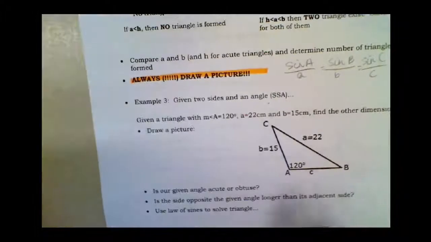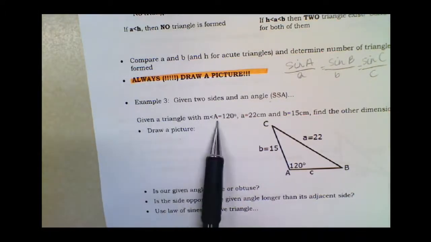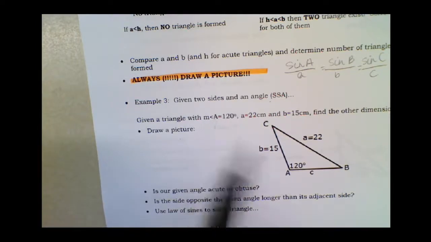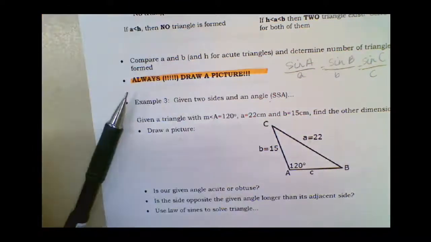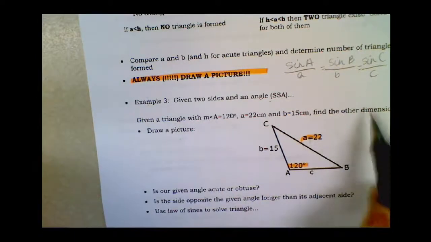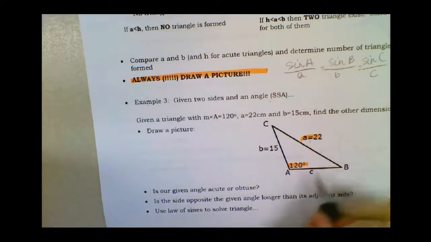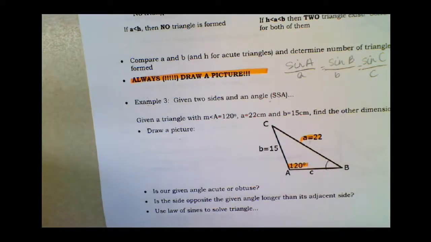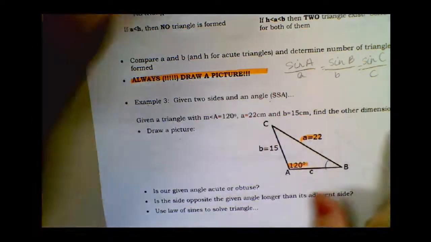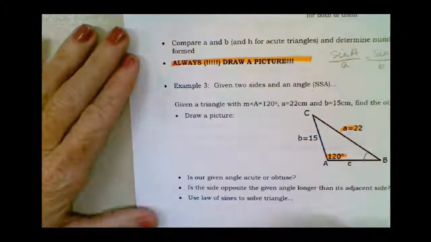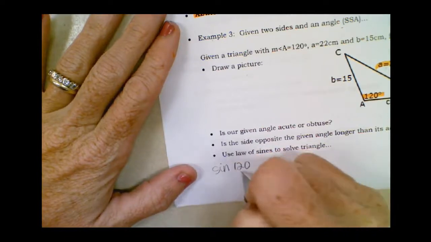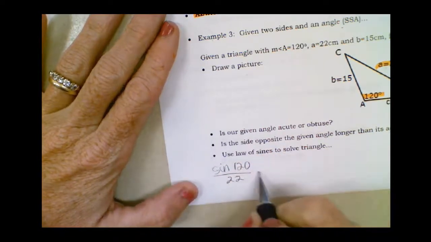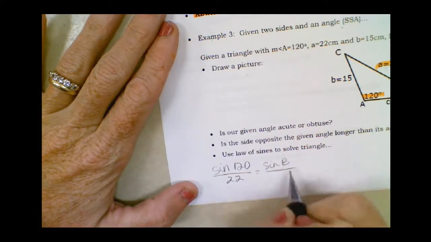So we've got two sides and an angle. So we have a triangle given with 120, which has a coordinating side of 22. So I do have a pair that I can use, so I'm good. And then I'm trying to find angle B. So let's see, find the other dimensions. So here we're solving the entire triangle. I would start with my angle B because I know that I've got a side B. So I can set that up. Well, let's see what happens. So I have sine of 120 divided by 22 equals sine of B divided by 15.